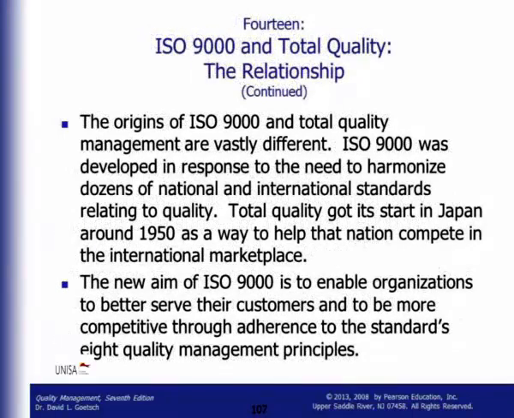The origins of ISO 9000 and total quality management are vastly different. ISO 9000 was developed in response to the need to harmonize dozens of national and international standards relating to quality. Total quality got its start in Japan around 1950 as a way to help that nation compete in the international marketplace. The new aim of ISO 9000 is to enable organizations to better serve their customers and to be more competitive through adherence to the standard's 8 quality management principles.